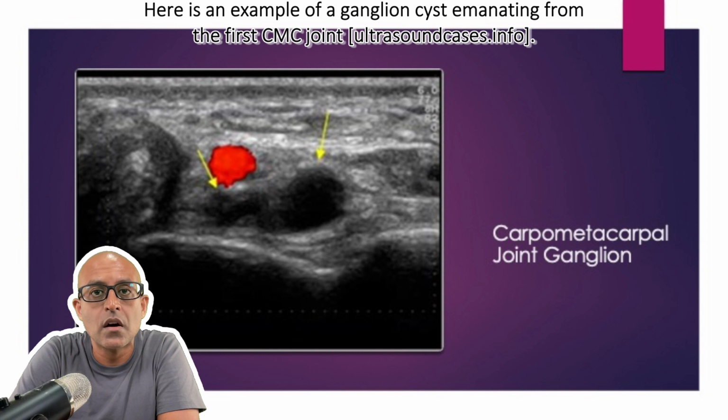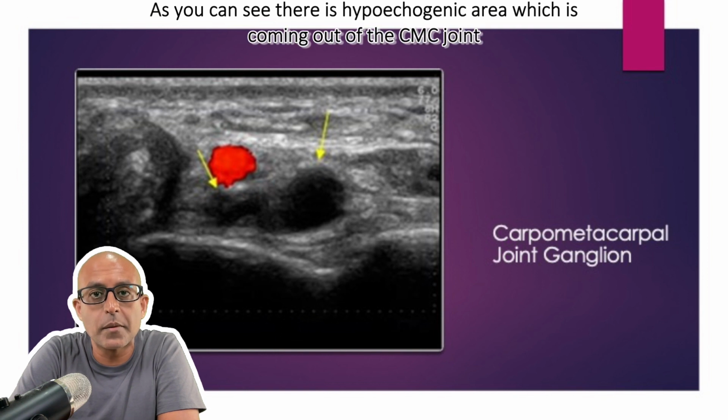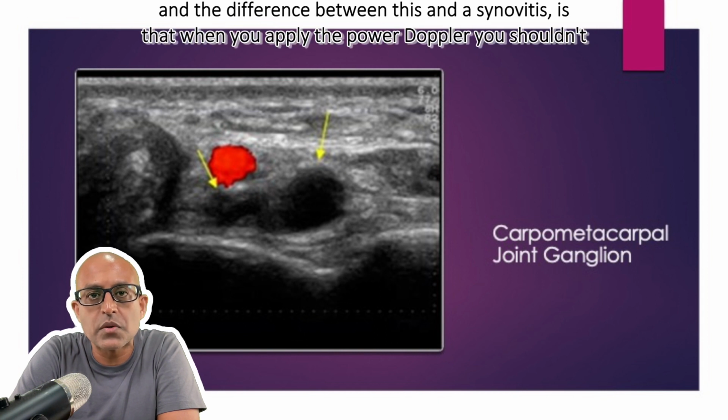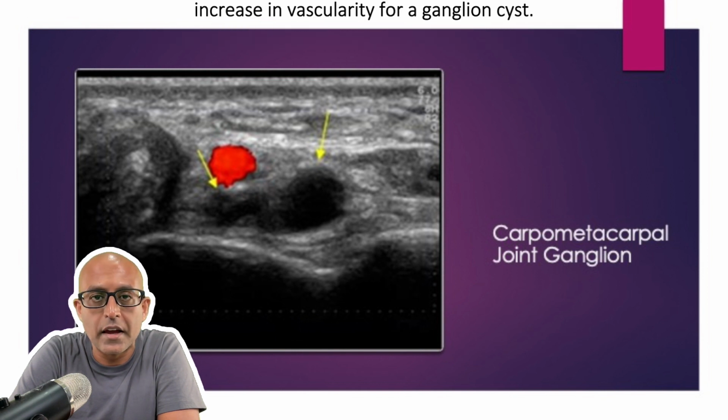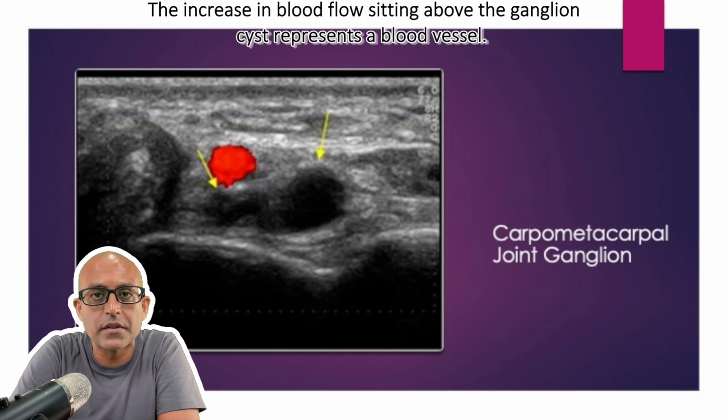Here's an example of a ganglion cyst emanating from the first CMC joint. As you can see, there's this hypoechogenic area which is coming out of the CMC joint. And the difference between this and a synovitis is that when you apply the power Doppler, you shouldn't see an increase in vascularity for a ganglion cyst. The increase in blood flow sitting above the ganglion cyst represents a blood vessel.